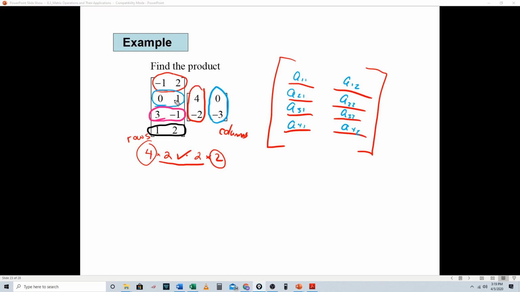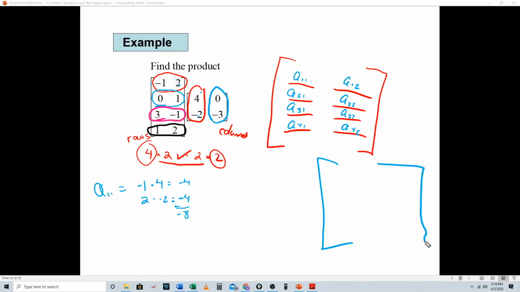Okay. So here we go. We're going to take A11 first. So A11, that's going to be the first row times the first column. So I'm going to do position times position. So it's going to be -1 times 4. Okay. And it's going to be 2 times -2. 2 times -2 is -4 and -4, which add together gives you -8. That over here, -8.